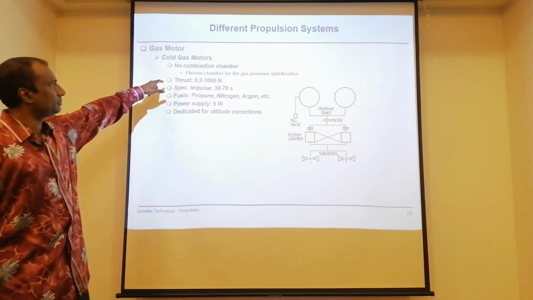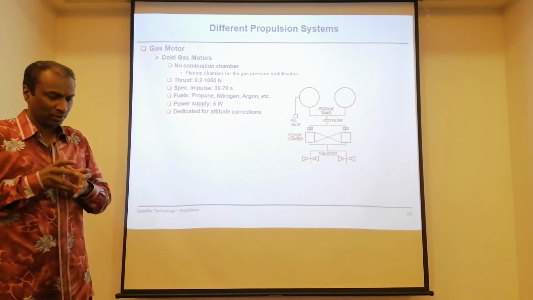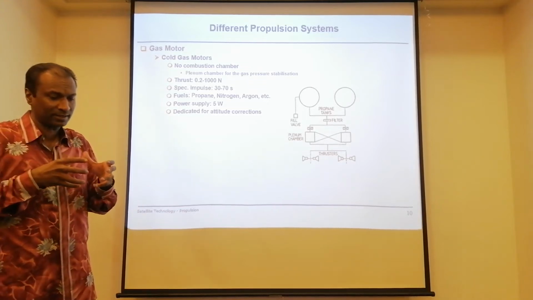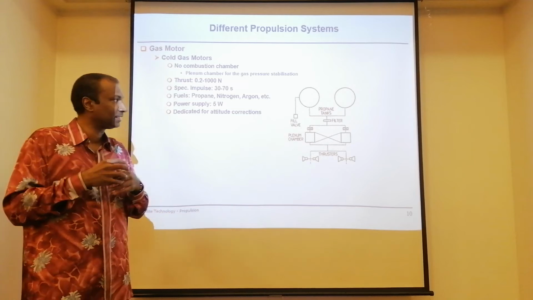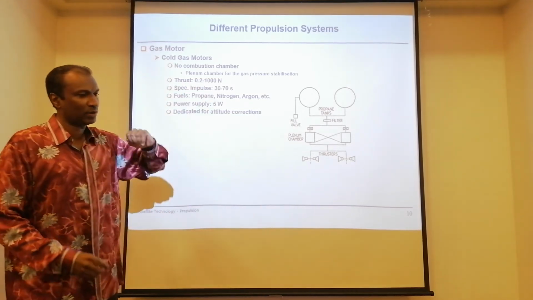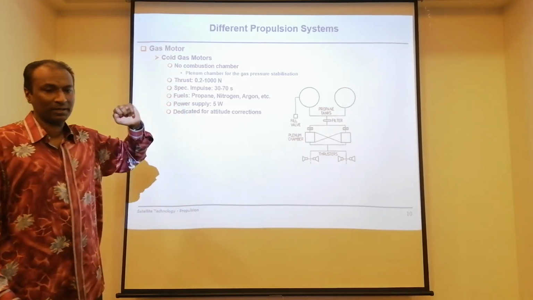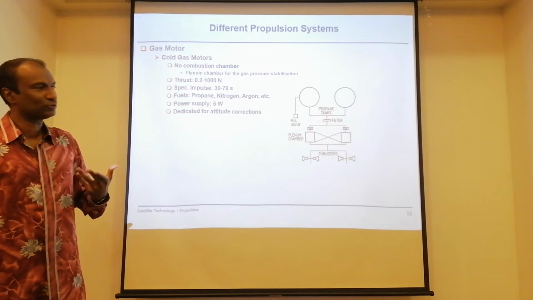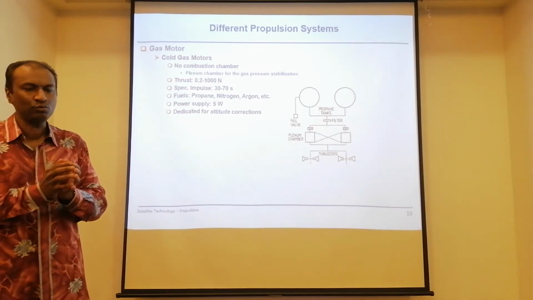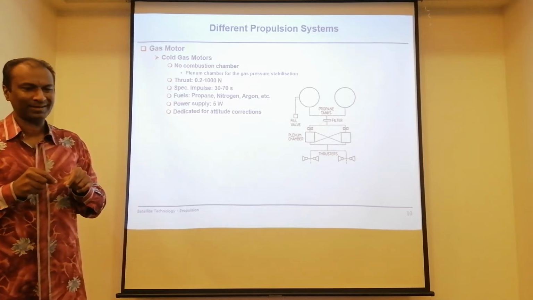Instead of a combustion chamber, you have a plenum chamber for gas pressure stabilization. So you have high pressure. You have another chamber, but there is no burning taking place. So thrust is from as low as 0.1 up to about 1000 Newton depending on the mission. Look at the specific impulse again, very important: 30 to 70 seconds. It's not too high, because we don't need a huge specific impulse to do an orbit correction.